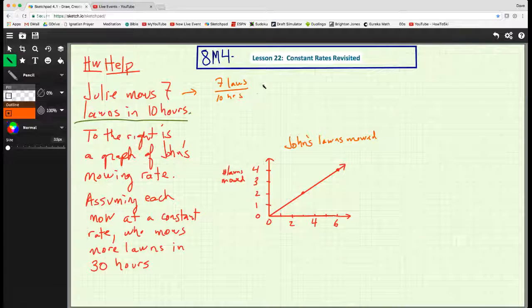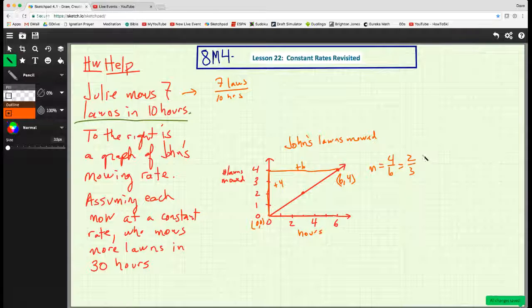That's her rate, lawns per hour. And here's John's rate, lawns per hour, right? So if this is, let's see, this is 6, 4. And let's use the point 0, 0 when we're finding our rise over our run. So plus 4 over plus 6. So John's m is equal to 4/6, which is equal to 2/3 lawns per hour, right? Our y divided by our x. So this is John's rate.